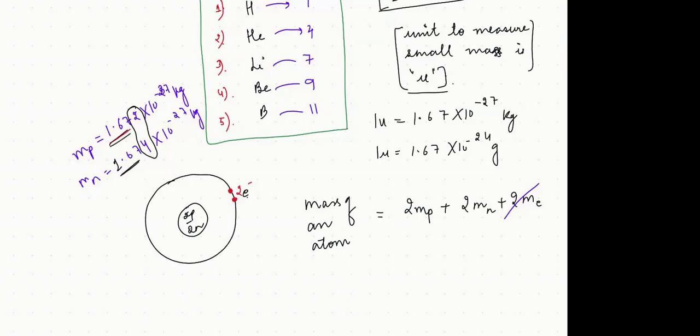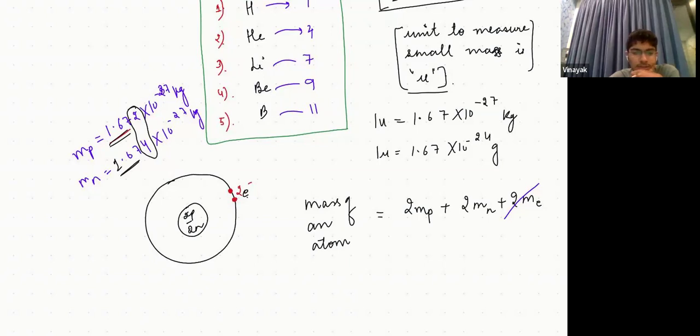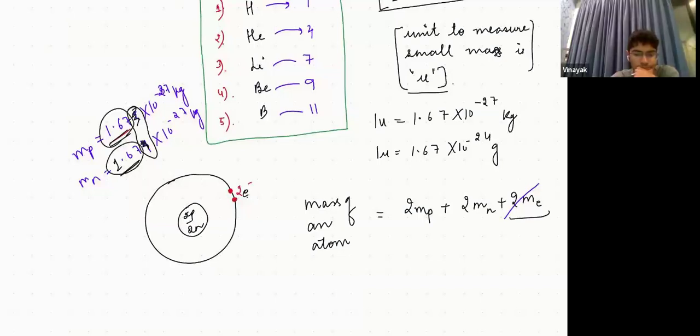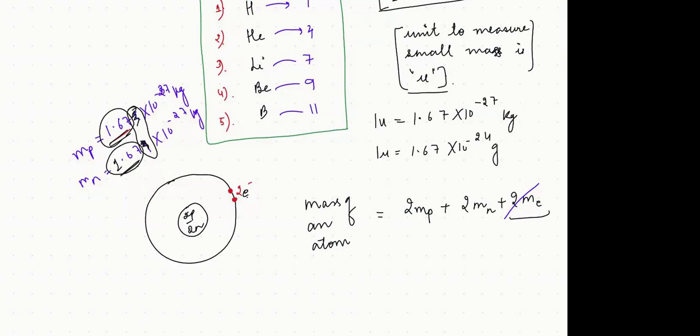So when we are talking about the mass of an atom, what is going to happen? 2 times mass of electron would be cancelled out, because that's negligible. If I do not see the third digit, it is 1.67 and 1.67, this would be the value. So mass of proton is nearly equal to mass of neutron.